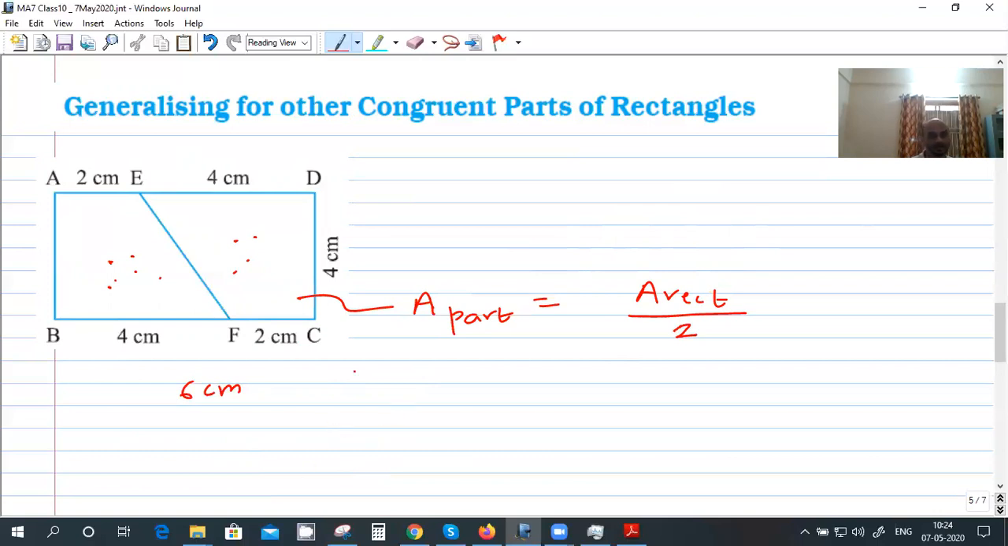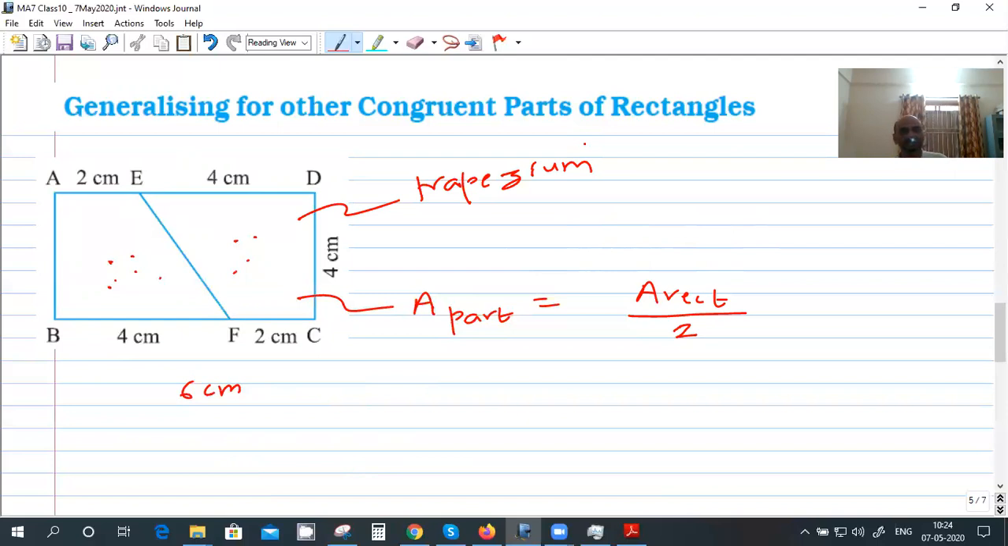And what is this four-sided figure called, FCDE? Trapezium. You heard of the term? Trapezoid, trapezium. Trapezoid will become a 3D figure, so trapezium is a plane figure.